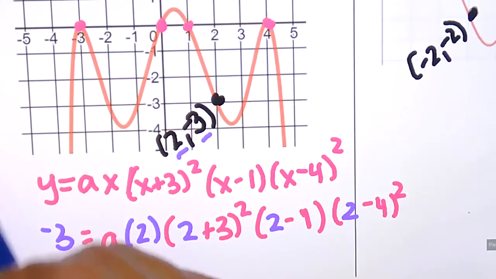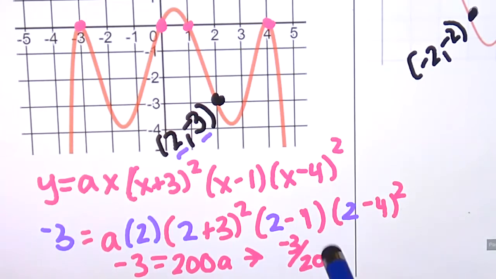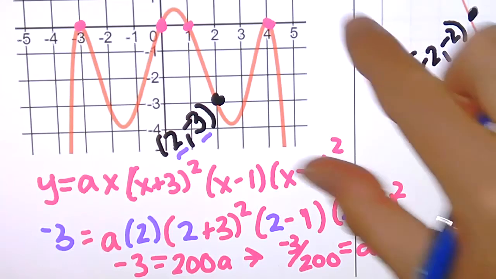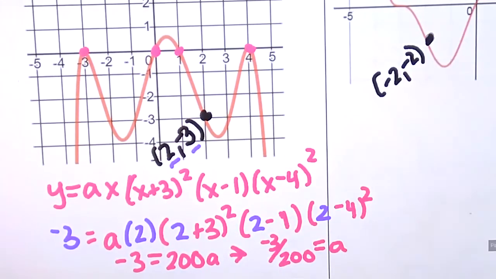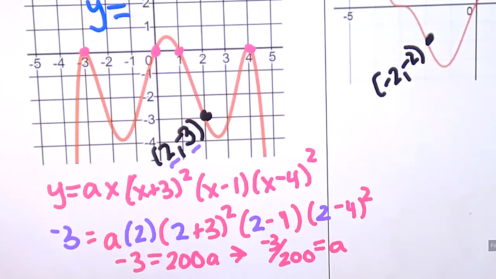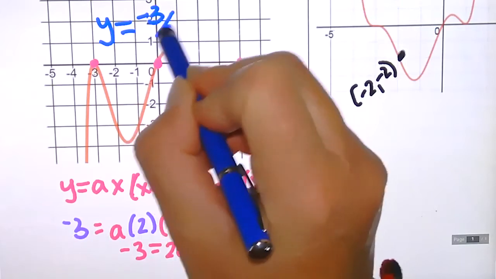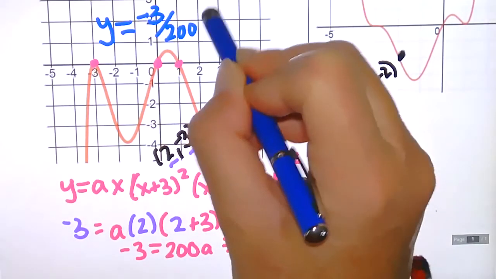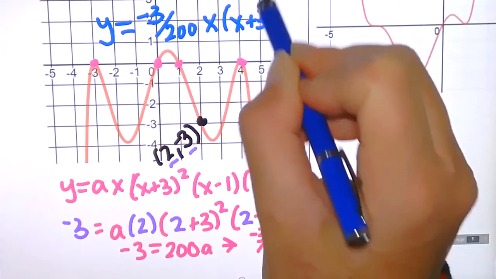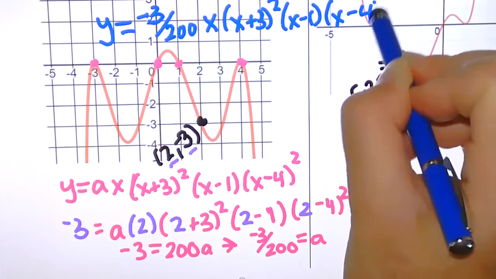So negative 3 equals 200A. So negative 3 over 200 is my A. Then when I write my final equation, I'm going to write up at the tippy top here. My final equation is going to be Y equals, and again, my A is negative 3 over 200. So negative 3 over 200, X times X plus 3 squared times X minus 1 times X minus 4 squared.